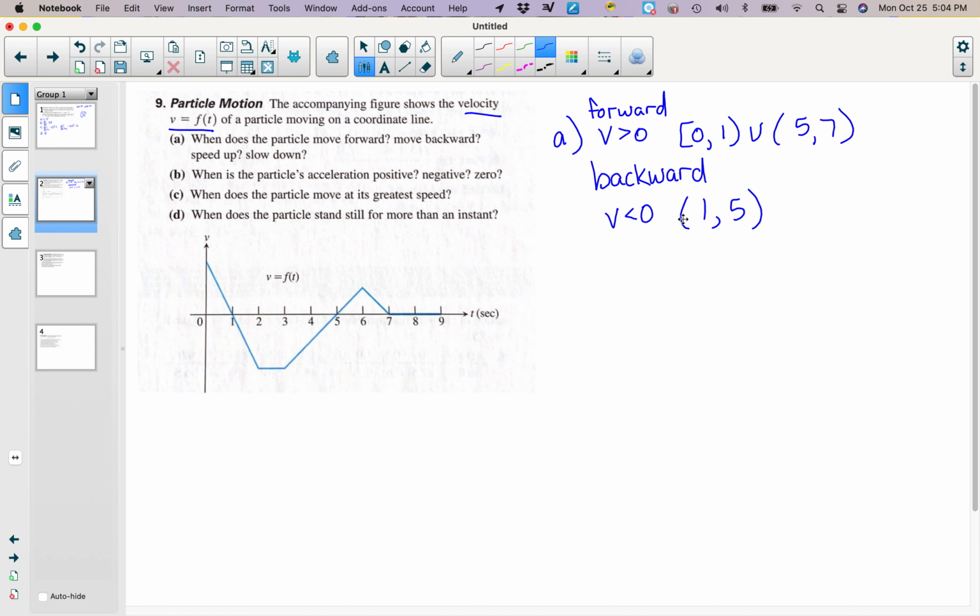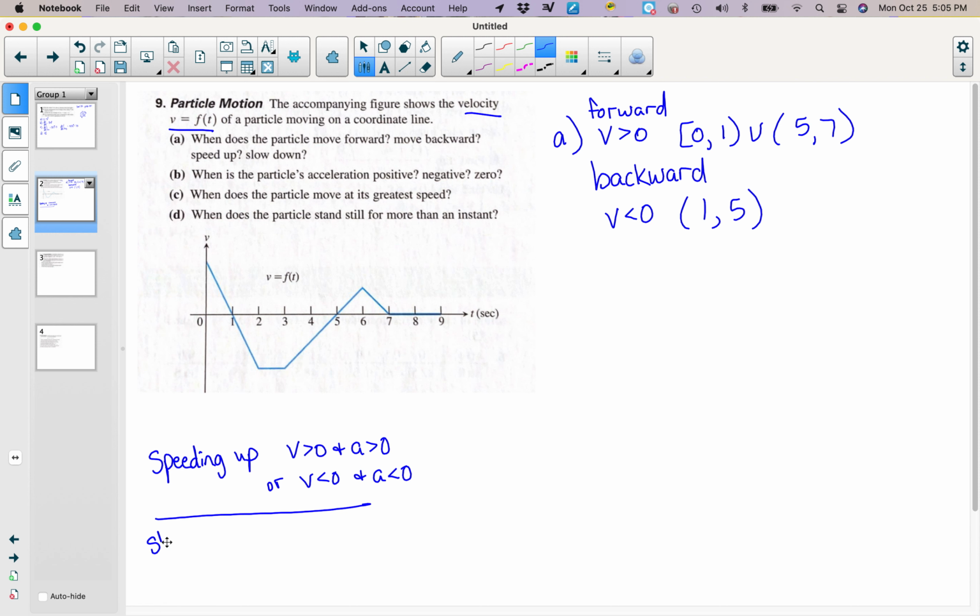Where is it speeding up? Now to get where it's speeding up, we're going to go into part B and talk about when the particle's acceleration is positive, negative, or 0. So in order to be speeding up, two things have to be true. The velocity has to be greater than 0 and the acceleration greater than 0, or the velocity and acceleration are both less than 0. So the signs have to be the same for these.